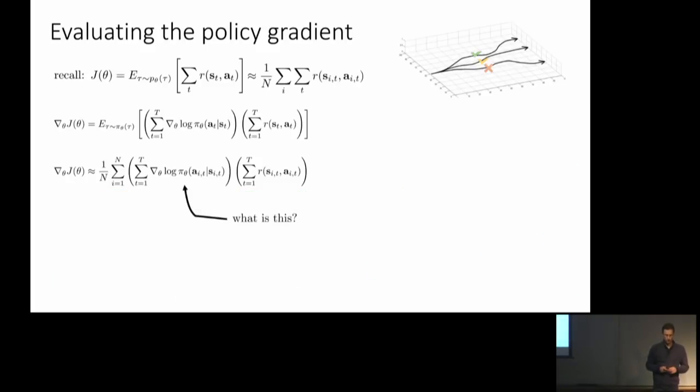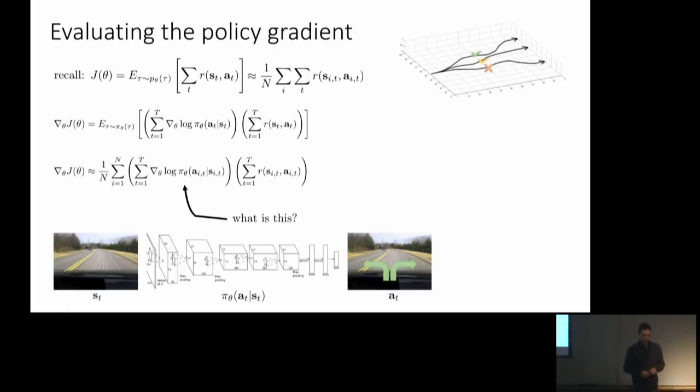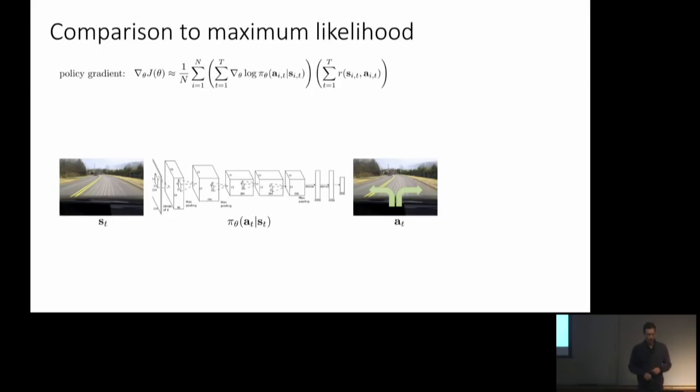So the first question we might ask is, well, what is this thing? What is this grad log pi? Pi is your policy. Pi gives you a conditional distribution over actions given states. Just like if you run supervised learning and you train a classifier, you get a conditional distribution over labels given images, for example. And I think it's actually quite helpful to look at how this gradient compares to the type of gradient that you get when you're doing regular supervised learning. So supervised learning solves a maximum likelihood problem. It tries to find the parameters that maximize the log likelihood of the outputs given the inputs.